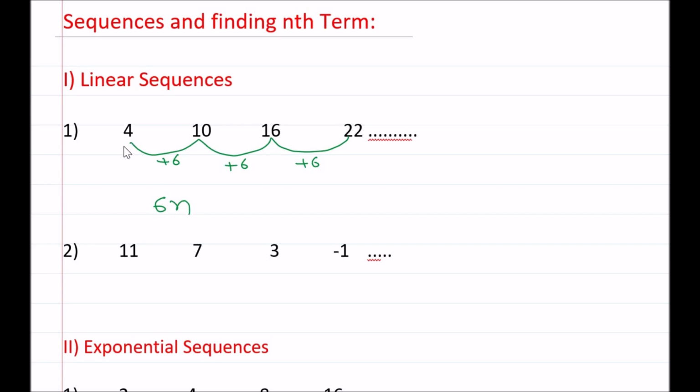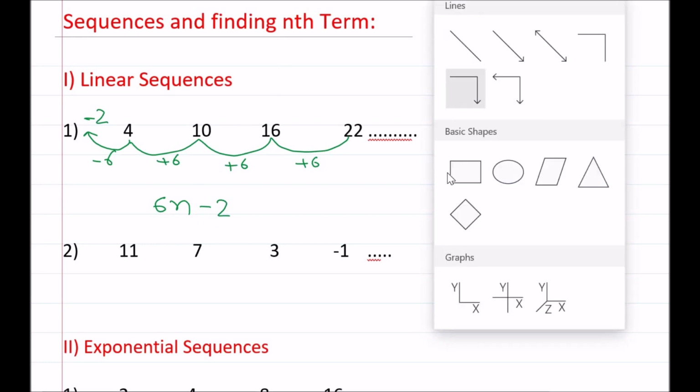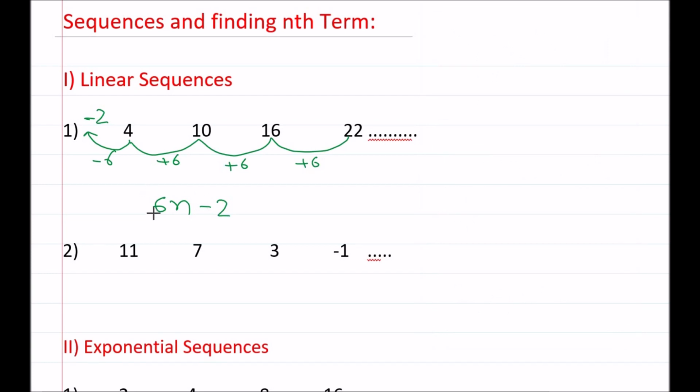How to find what you need to add or subtract in this to get the sequence? Let us go one step back. So if you are going left side, you need to subtract 6, right? 4 minus 6 is minus 2. So your answer becomes 6n minus 2. Okay. I hope this is clear to you. So this is your answer.